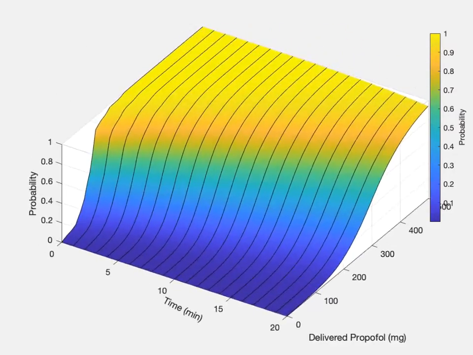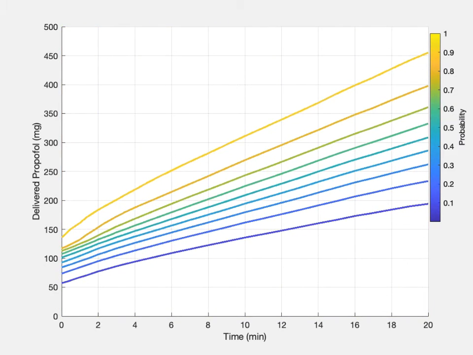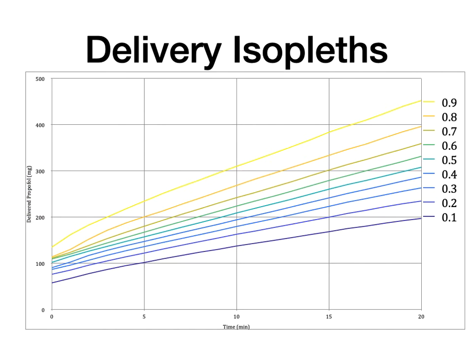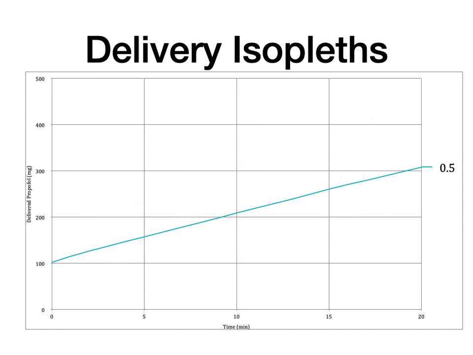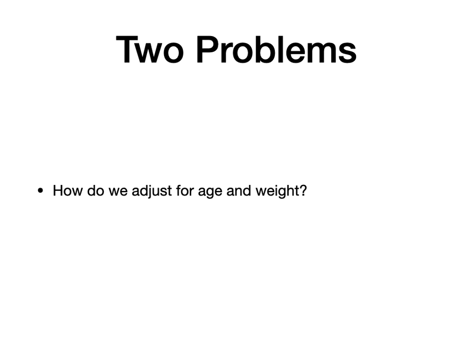We rotate the coordinate axis, and we can see the isopleths ranging from 0.9 down to 0.1. If we isolate a single isopleth, in this case the 50th percentile, we can see that an initial bolus of 102 milligrams followed by 198 mics per kilo per minute will bring us to 308 milligrams, the median dose at that time. Now there are two problems with this approach.